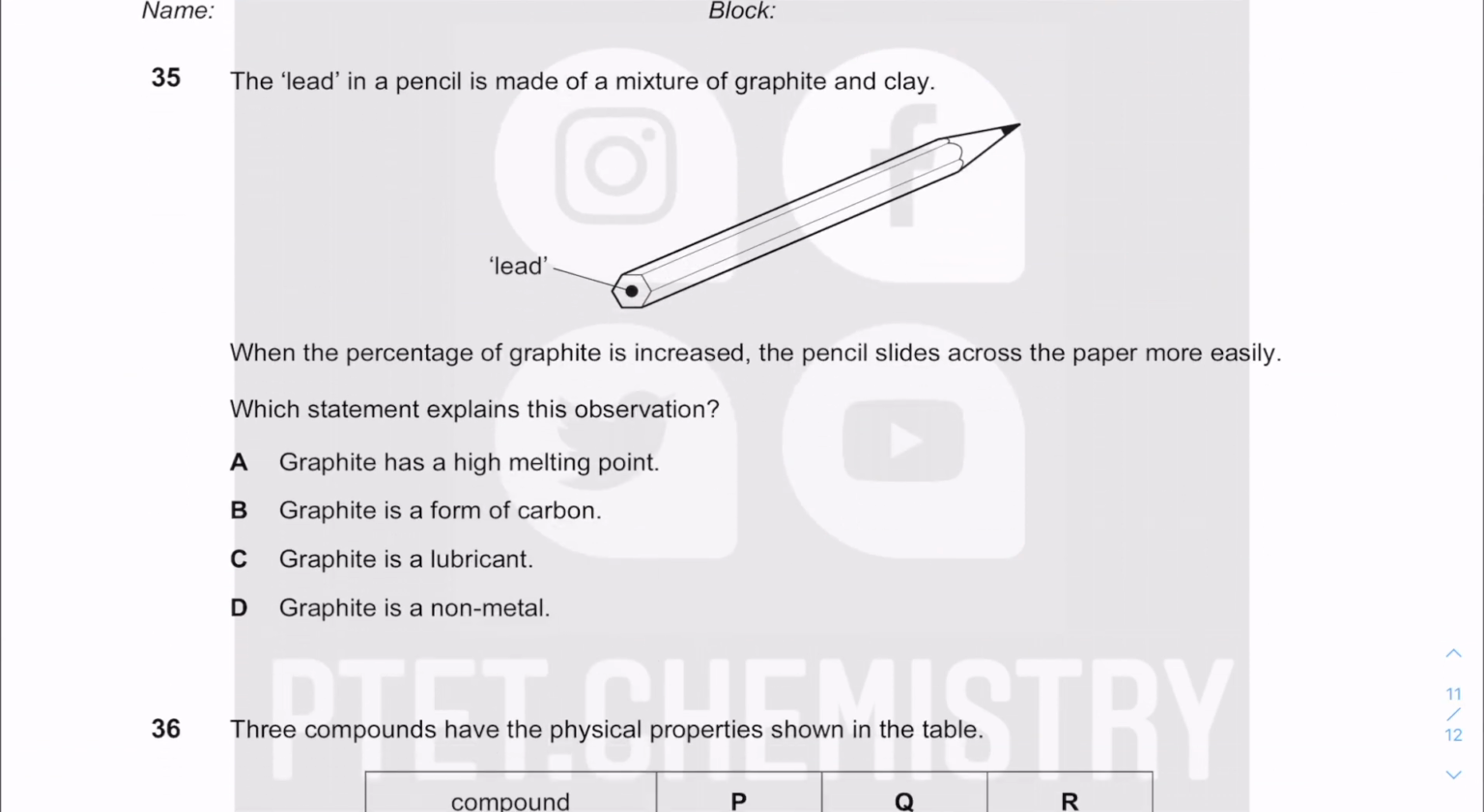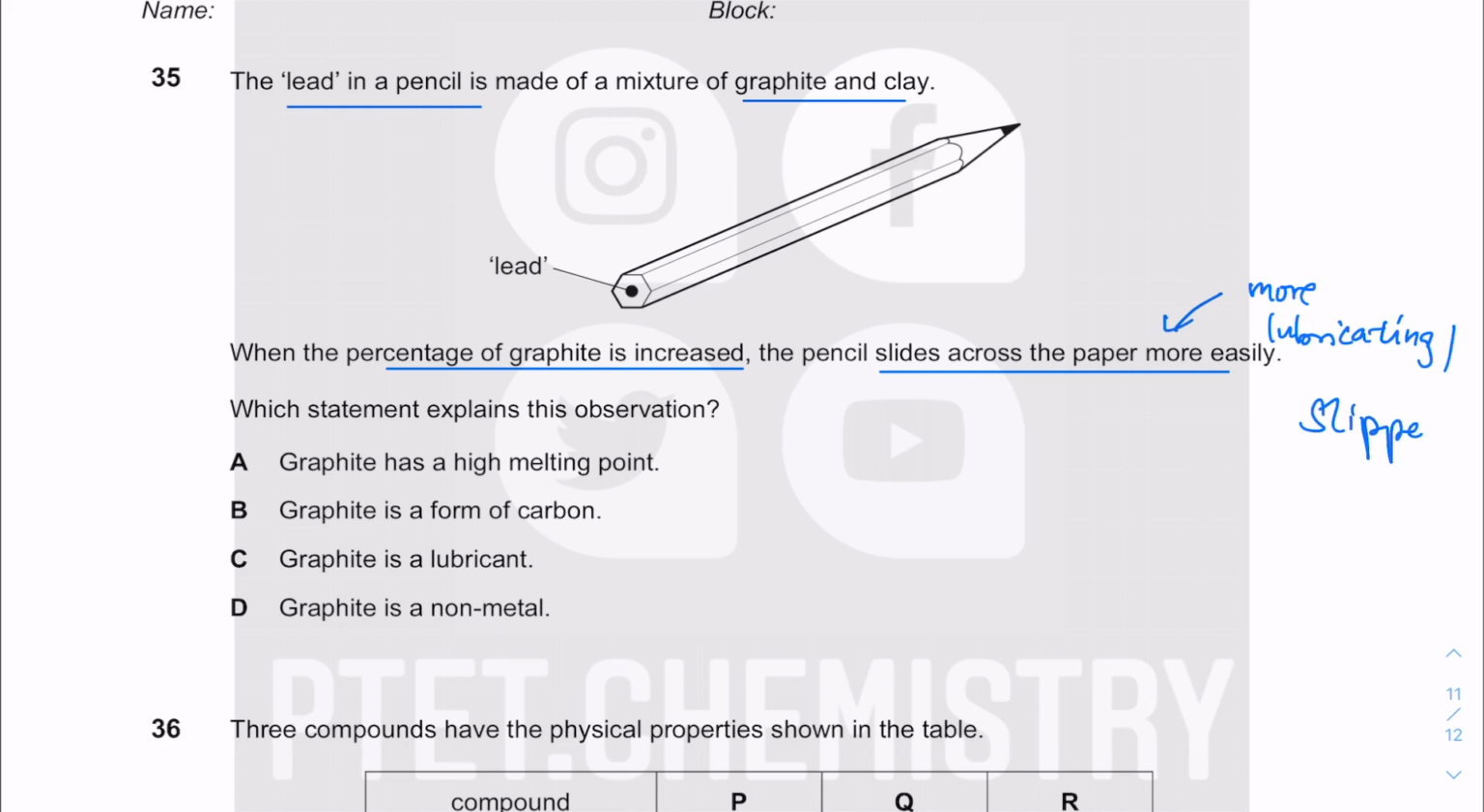35, you have the lead in the pencil, but it's not made of lead because lead is actually toxic. So you do not want lead for your writing and your pencil. Okay, lead is toxic to you. So it's a mixture of graphite and clay. When the percentage of graphite is increased, they can slide across the paper more easily, so more lubricating. Okay, so it's slippery. Slippery meaning it's lubricating because graphite is a lubricant.